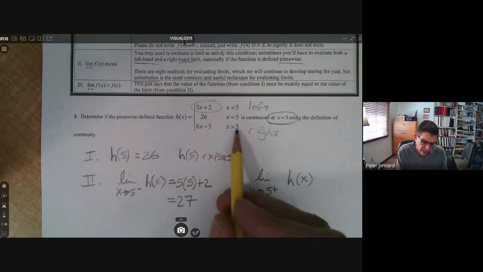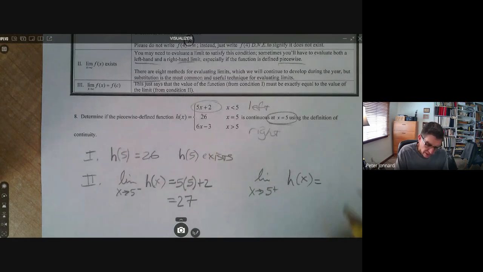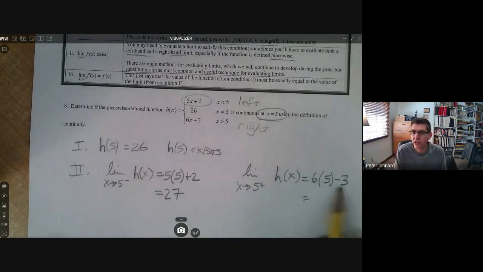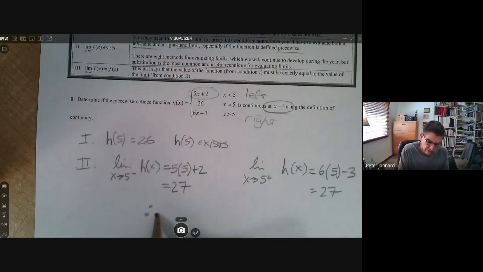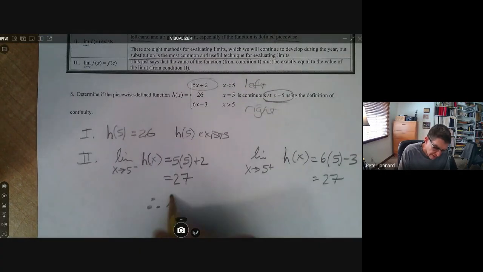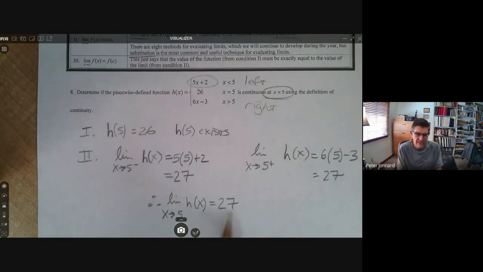In this case, if we approach from the right, I can just use substitution, and so I can literally just write that this is equal to 6 times 5 minus 3. Substitution is the best method for evaluating limits, and I don't get into any algebraic trouble here. 6 times 5 is 30 minus 3, otherwise known as 27. And so because these both match, therefore, the limit as x approaches 5 of h of x is equal to 27. If they didn't match, you wouldn't write that. You'd say the limit does not exist. But in this case, they match, and there we have it.